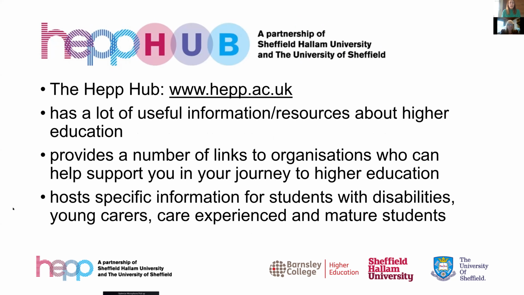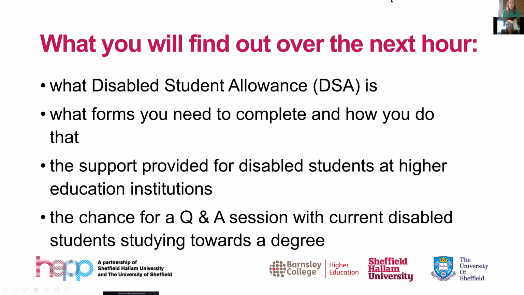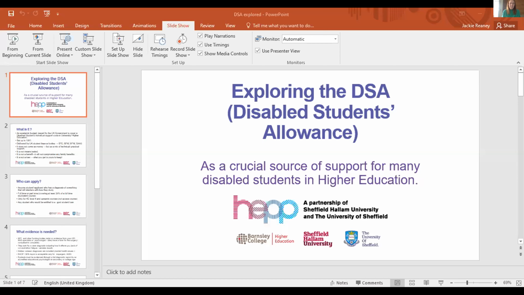So today what we're going to cover is quite a lot within an hour: what Disabled Students Allowance is, what forms you'll need to complete and how you do that, then the support provided for disabled students at a higher education or further education institution, along with a Q&A session with our student ambassadors. So we've got that today. I'm going to stop sharing and pass you over to Jackie, who is going to talk about DSA.